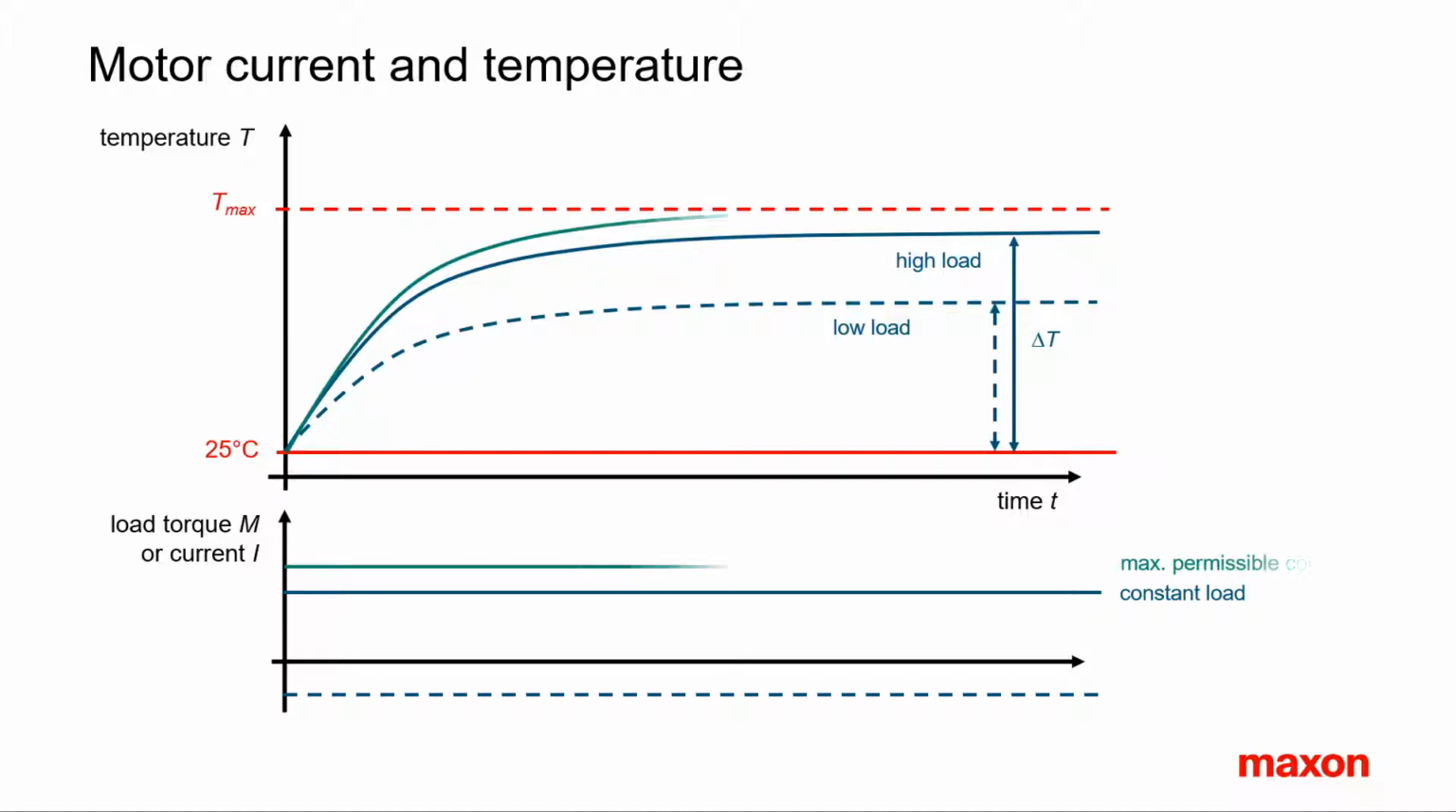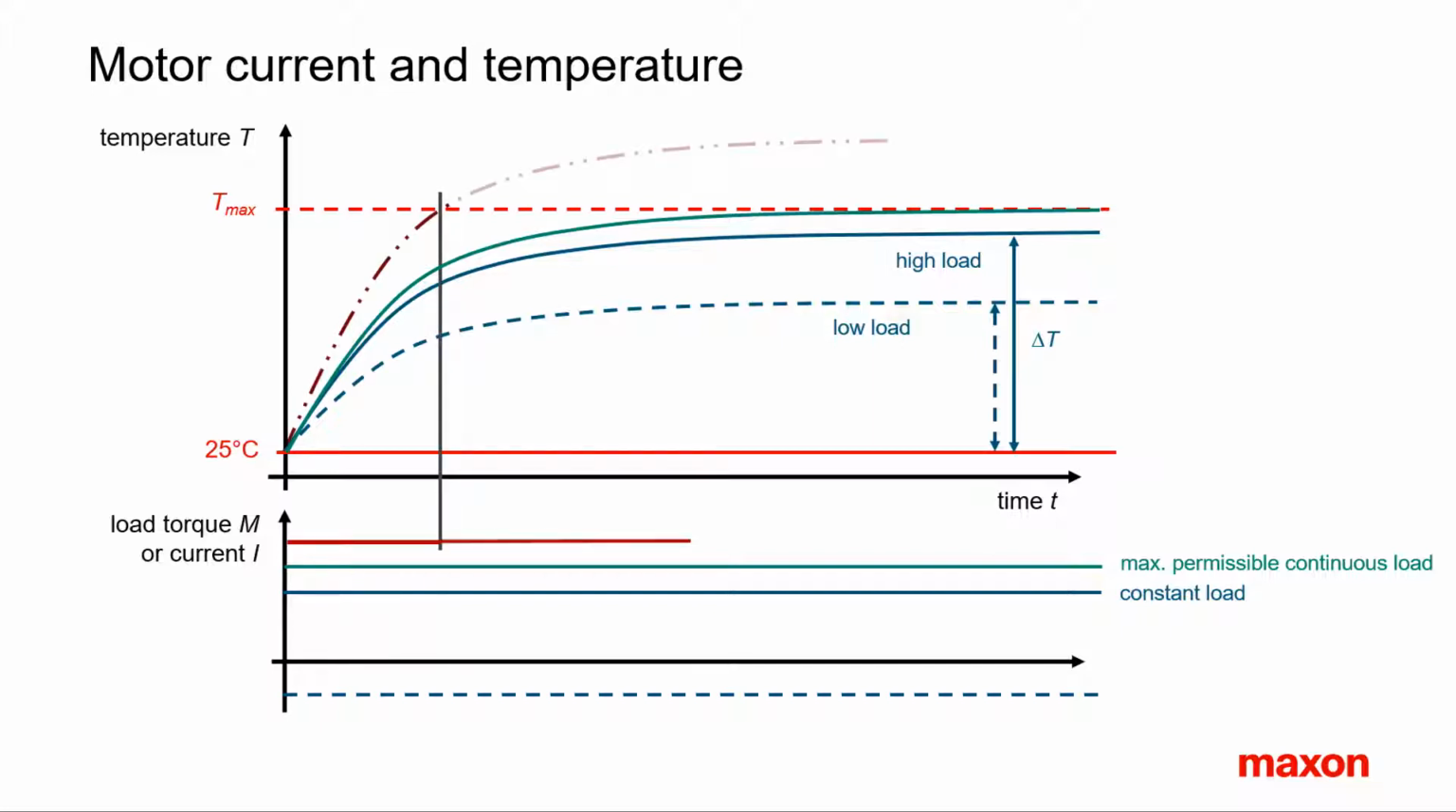The maximum permissible temperature defines the maximum permissible load current, or nominal current. If the current is even higher, the resulting temperature increase exceeds the maximum permitted value. Accordingly, the time duration for this overload is restricted. What happens to this general picture if the load is not constant?